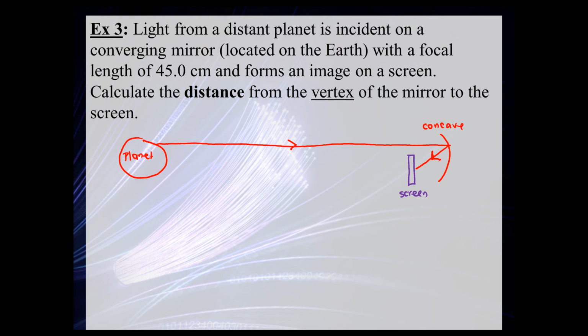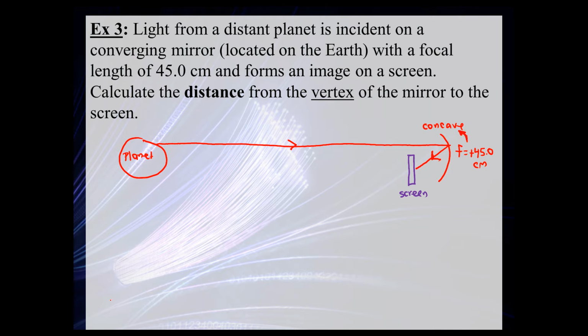Okay, now the problem tells me the focal length. So your focal length f, and again, it's a concave mirror. So a concave mirror is going to have a positive focal length. So that'd be f is equal to positive 45.0 centimeters because it's concave.